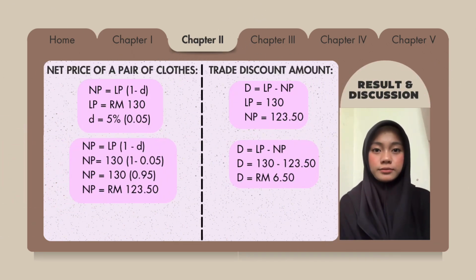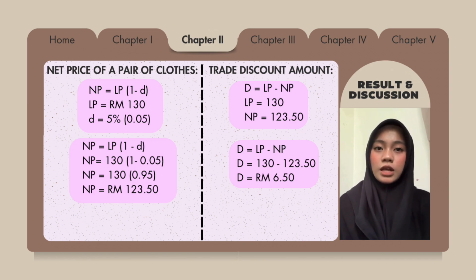Result and discussion. Net price of pair of clothes. NP equals LP, open bracket, 1 minus D, close bracket. LP equals 130 ringgit. D equals 5% or 0.05. NP equals 130, open bracket, 1 minus 0.05, close bracket. NP equals 130, open bracket, 0.95, close bracket. NP equals 123 ringgit 50 sen.